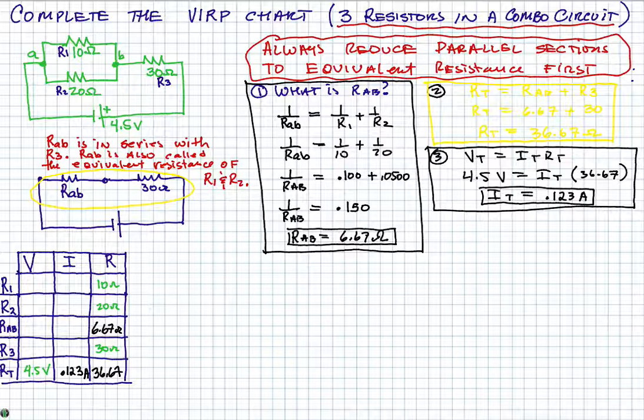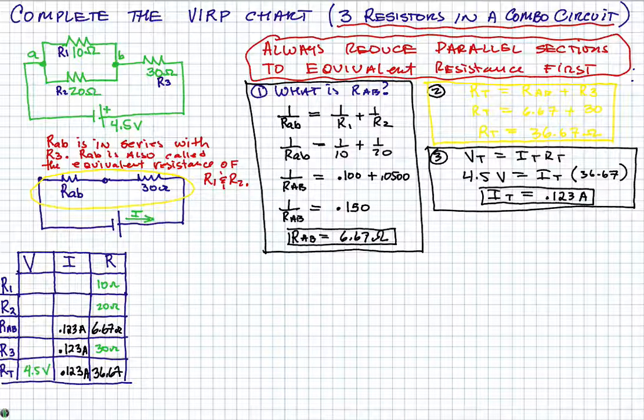Okay, so since I know what the total current is, let's go back to the diagram here. I'm going to add something. Let's pick what color? I'll do green. So I know that the current that goes here, let's call that I, is going to be the same through the 30 ohm resistor. So back to the table. That's the 30 ohm resistor, 0.123. And I know that the current through the 30 is going to be the same as the current through RAB. So back to the table, 0.123 amps.